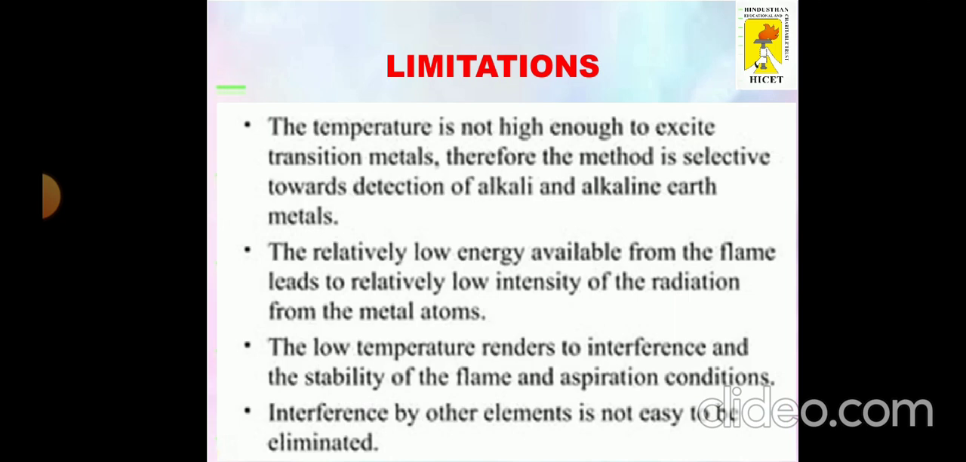Limitations. As the temperature is not high enough to excite transition metals, this method is selective only for the detection of alkali and alkaline earth metals. The relatively low energy available from the flame leads to relatively low intensity of radiation from the metal atoms. The lower temperature leads to interference and affects the stability of the flame and aspiration conditions. Interference by other elements is not easy to eliminate.